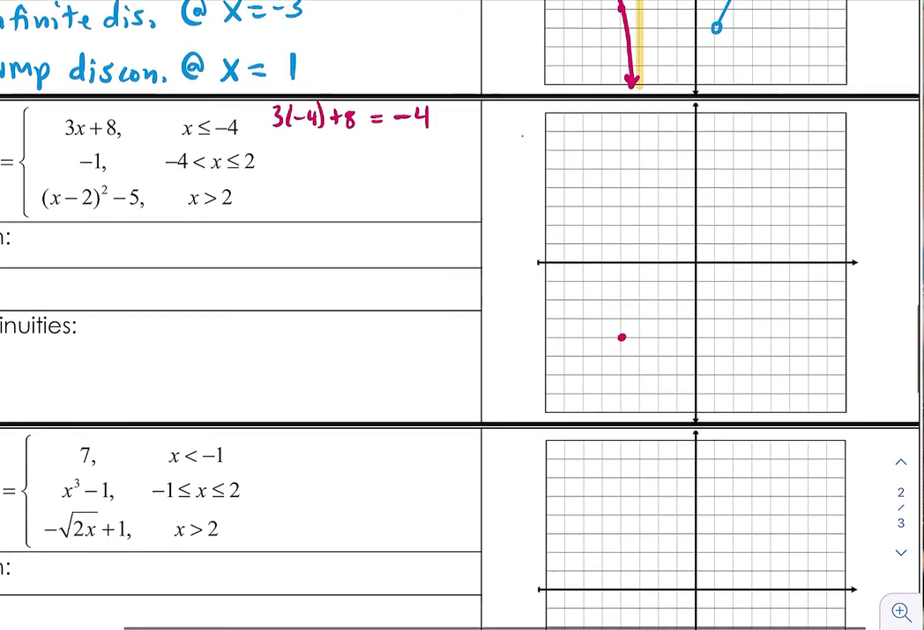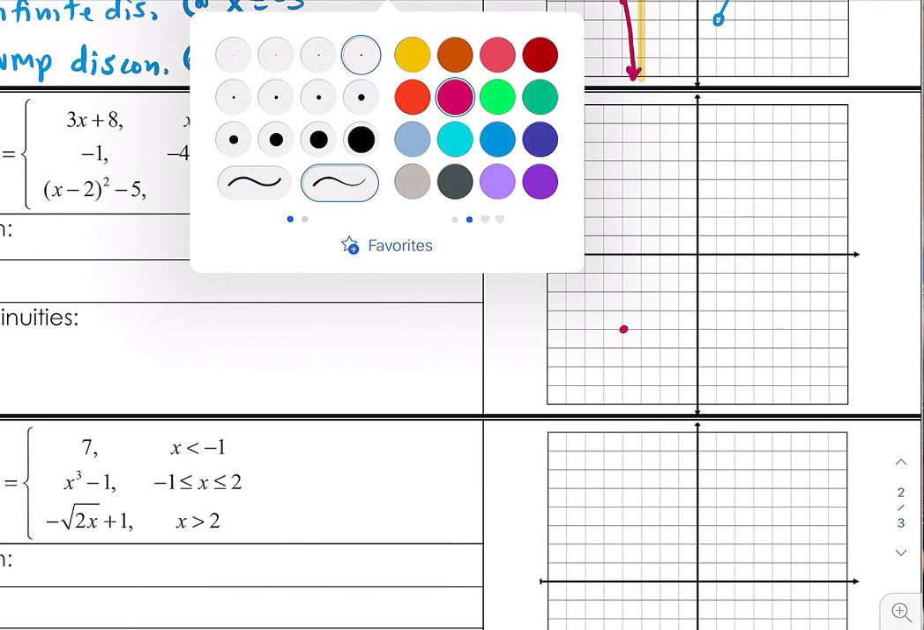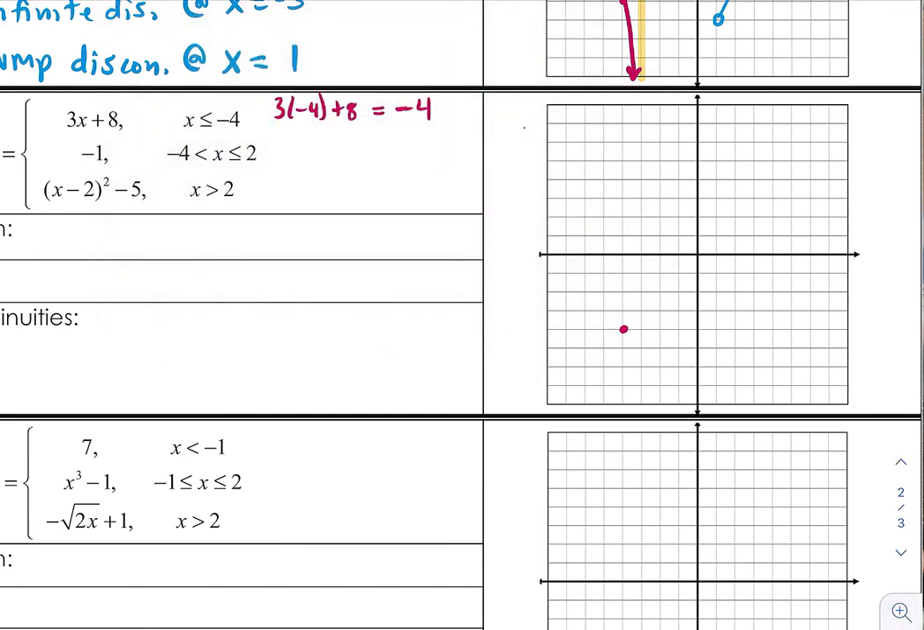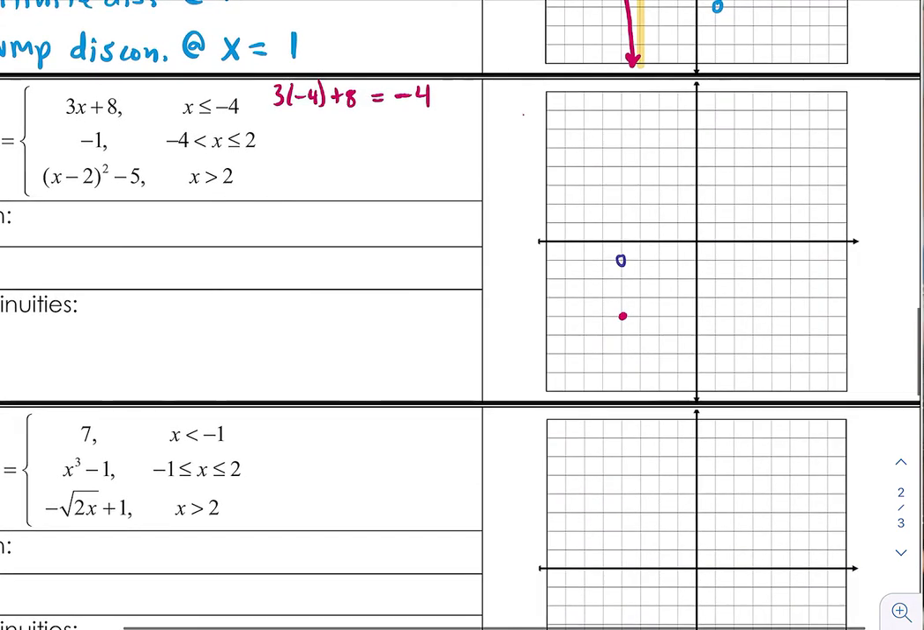So this top function is at (-4, -4), and it is equal to, so let's go ahead and put a closed circle there. The next step for our middle function, constant y value of -1. When I'm at -4, that means I'm at -1. So we're going to put an open circle on that point. And then let's jump now to 2. Same function. What happens when we're at 2? Well, guess what? It's constant. We are still at -1.